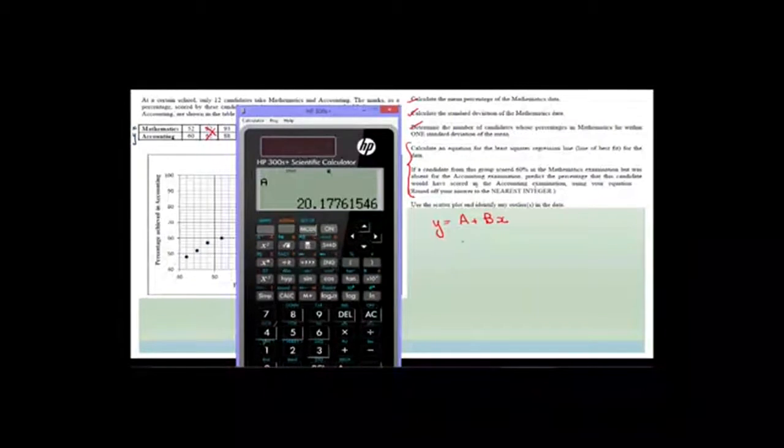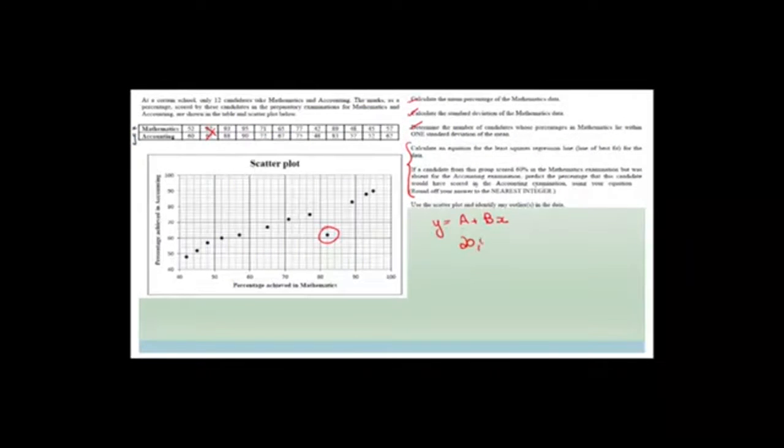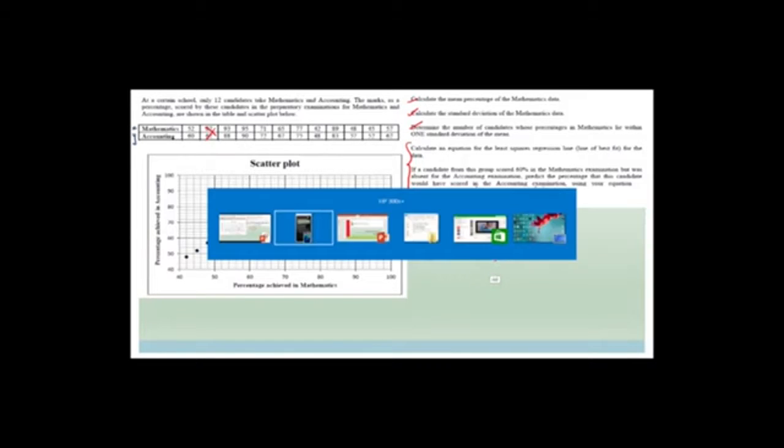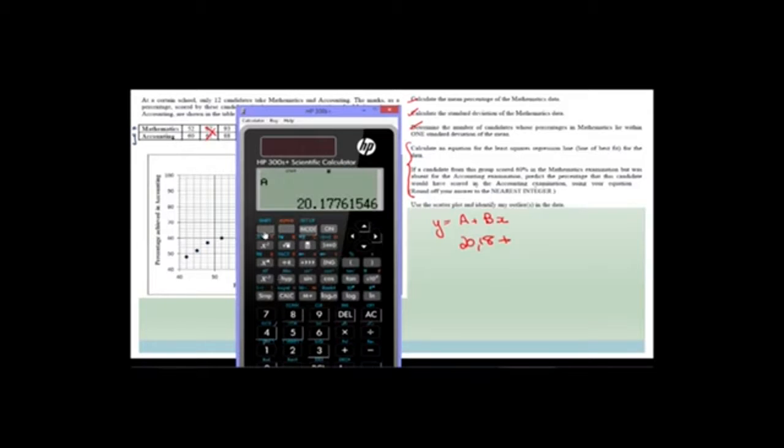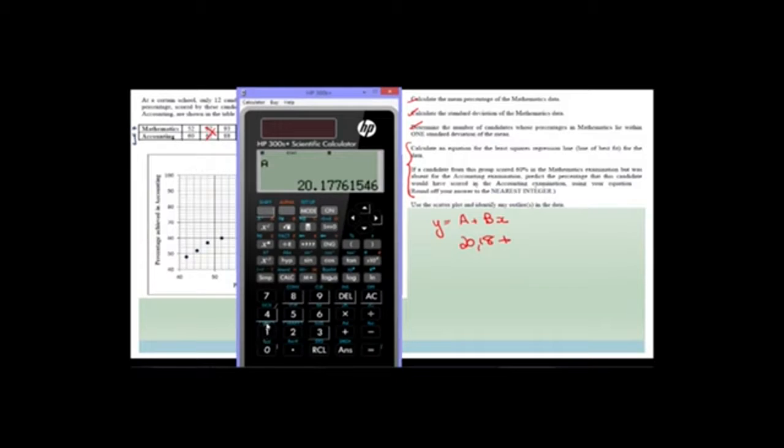So a is going to be 20.18. Plus, and now we need to find B. So again, we go back to our calculator, and again, we go shift, stat, and we choose reg for regression, and we go work out what B is, which is 2, and we say equals, and we get 0.72. So it's going to be plus 0.72x.